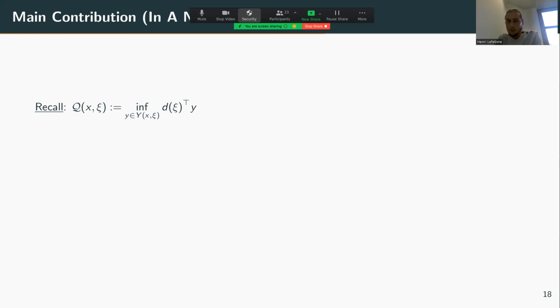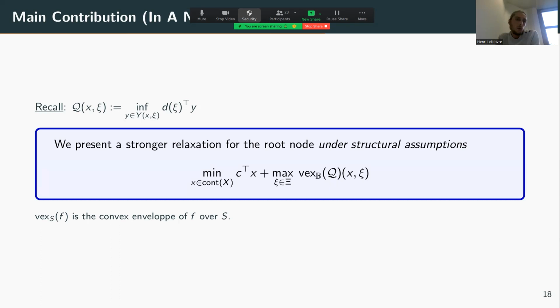Our main contribution is to introduce a new and stronger relaxation for the root node of the master problem in CCG under some structural assumptions. And this relaxation looks as follows. So X, we still consider the continuous relaxation, but then we replace Q not by an arbitrarily bad convex underestimator, but we replace it with the convex envelope of this value function.